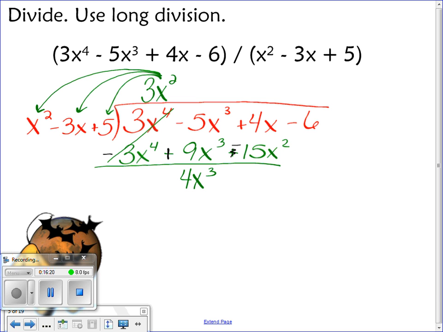Right here is where a lot of people get tripped up. Yeah, these are not like terms. A lot of people are just like, oh yeah, they're in a row and they just start putting them together. Be careful because those are not. So minus 15x squared plus 4x minus 6.